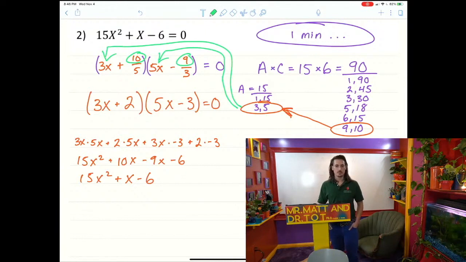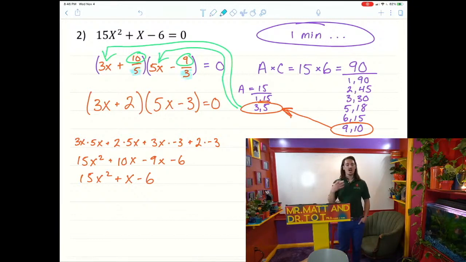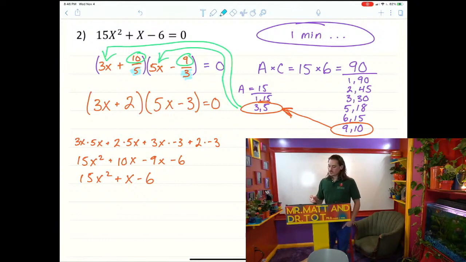It's not divisible by 5. So then I adjust the value by dividing by the number it's going to be multiplied by to kind of undo that effect. Otherwise, the factored values would end up being too large when we FOIL out. So 10 divided by 5 is 2. Negative 9 divided by 3 is negative 3. So I get an answer of 3x plus 2, quantity times 5x minus 3.